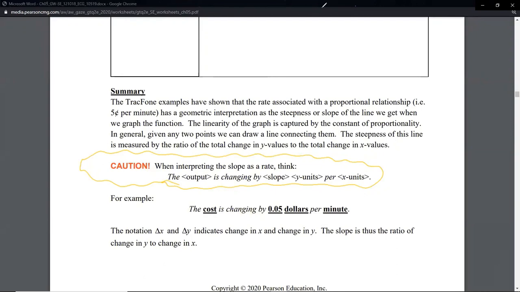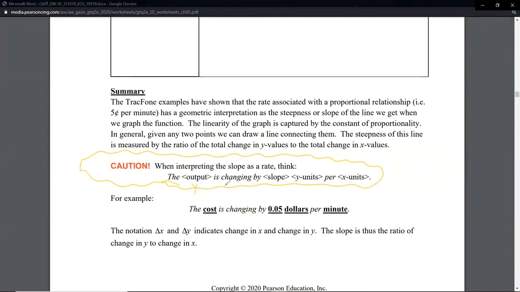Now, these little sideways arrows that look like less thans and greater thans, these are just saying you put a word in its place, whatever is relevant, or a number, whatever is relevant. So the output is changing by, so the output is the thing that the Y is. So when we were talking about our cell phone plan, the output was the cost. That's what the Y related to. So output, again, that's kind of like what the Y is if you're using traditional X's and Y's.